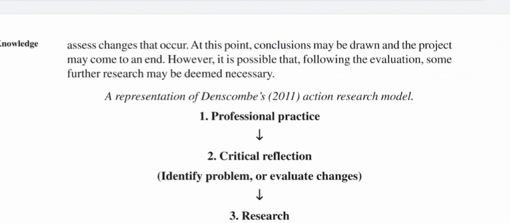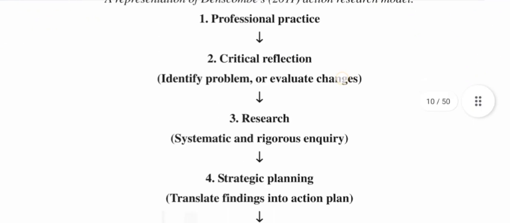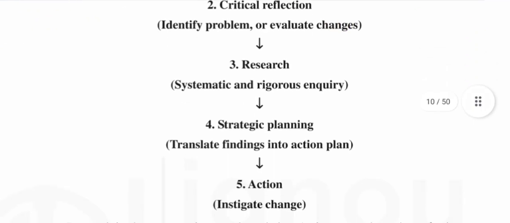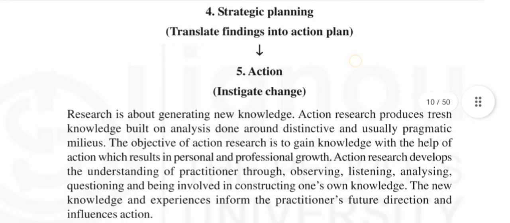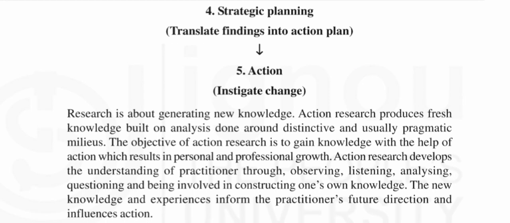A representation of Danscombe's 2011 action research model. First, professional practice. Second, critical reflection that includes identifying problems or evaluating changes. After that, third, research, which includes systematic or rigorous inquiry. Fourth, strategic planning, translating findings into an action plan. Fifth, action, instigate change. Research is about generating new knowledge.